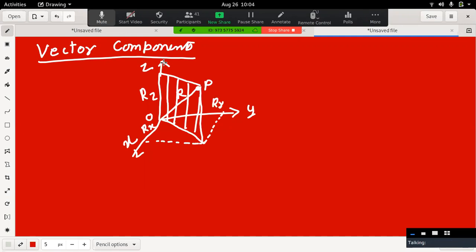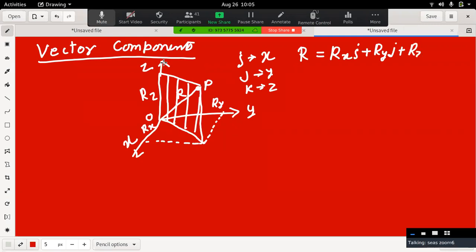Okay, so we can write, if i is the unit vector for x-axis, j is the unit vector for y-axis, and k is the unit vector for z-axis, then any point or any position which is represented by a radius vector r can be written as rx i plus ry j plus rz k.